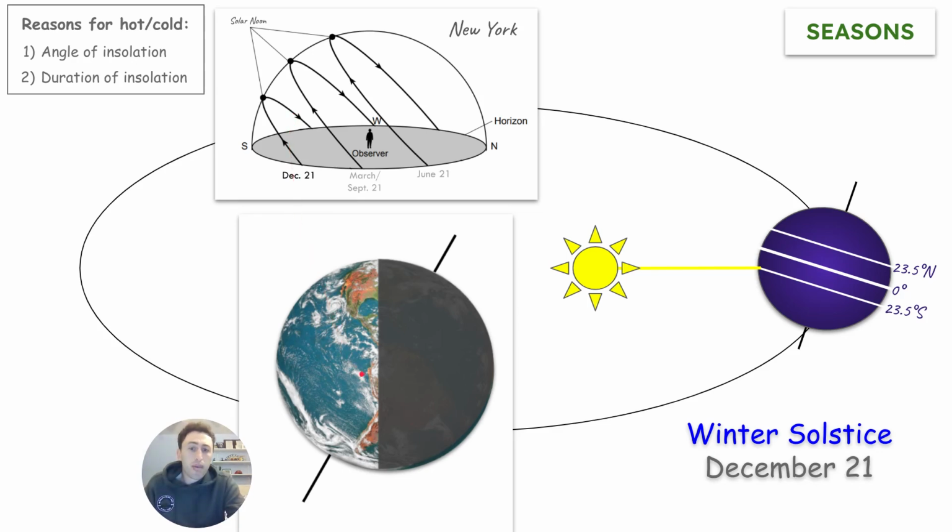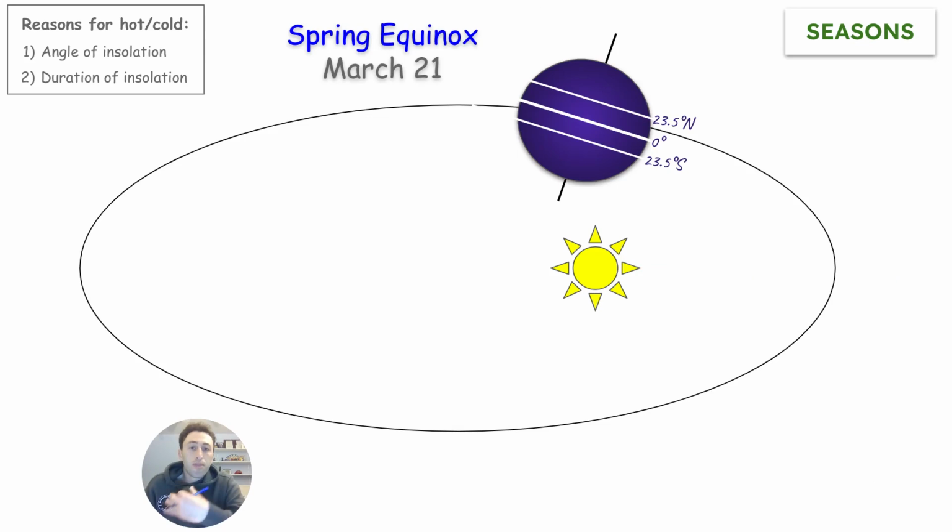Now, also, we have less duration of insolation. We get fewer hours of sunlight. You can see the North Pole is completely in darkness, but in the Southern Hemisphere, they get more hours of sunlight. For us in the Northern Hemisphere, we get fewer hours of sunlight. So for those two reasons, less direct rays and less duration of insolation, it's going to be colder in the Northern Hemisphere. Therefore, it's referred to as the winter solstice. Now, again, 3 months after December 21st, you then have March 21st, and you have the first day of spring.